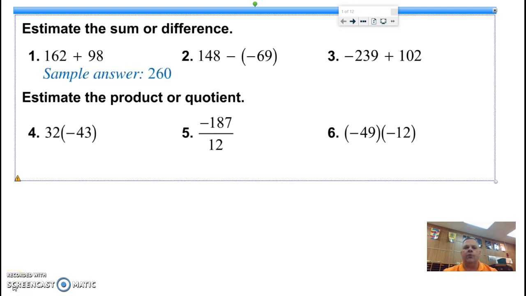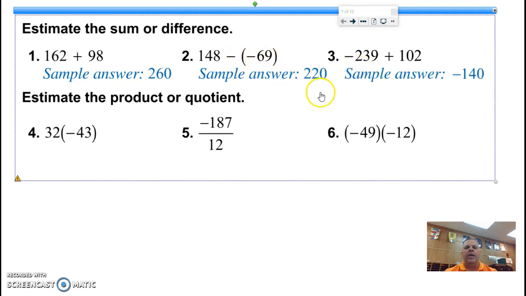There are many different answers for these since this was estimate the sum or difference. This first one, they said 160 plus 100. The sample answer was 260. The second one, the sample answer was 220. 150 minus negative, which means add the opposite of 70, which gives us 220. In this one, we have different signs, so we need to subtract. They estimated this to be negative 240, this to be 100, which gives me an answer of negative 140.